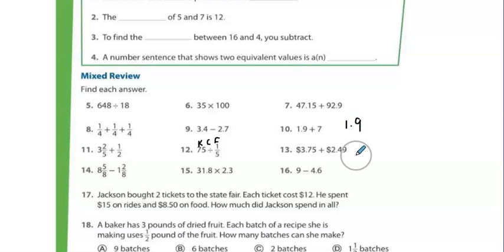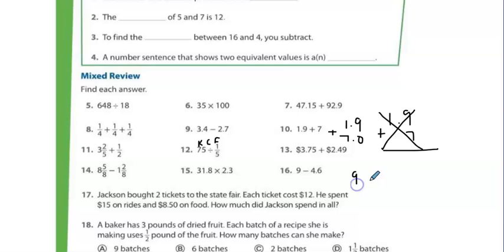Remember, if you have decimal numbers, you want to make sure that those are lined up. So this 7 represents 7 ones, so you want to make sure that that 7 is in the ones place before you add. If you put that 7 in the tenths place, that is not going to give you the correct answer. So you want to make sure that you line up those decimals. That is extremely important.